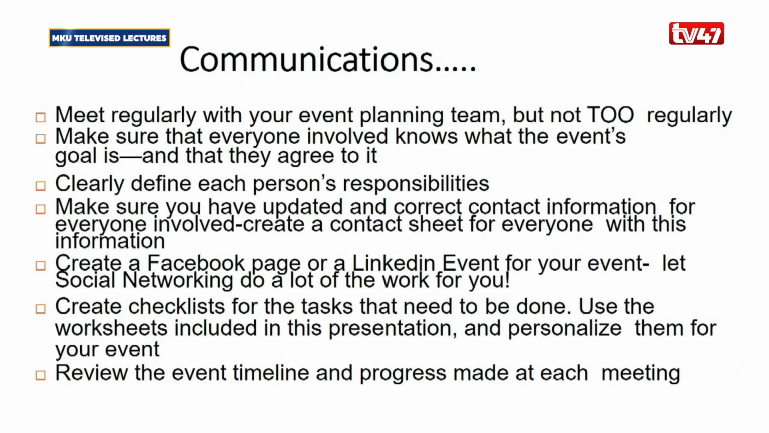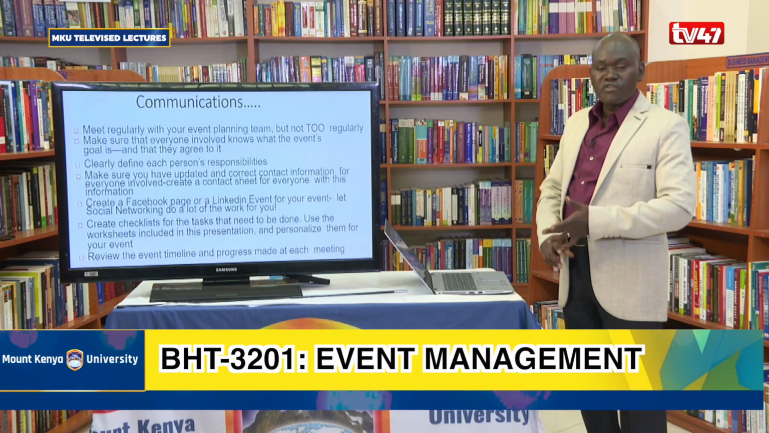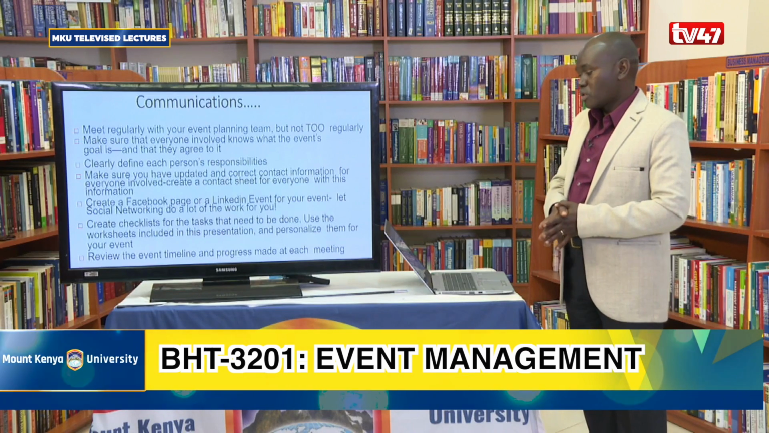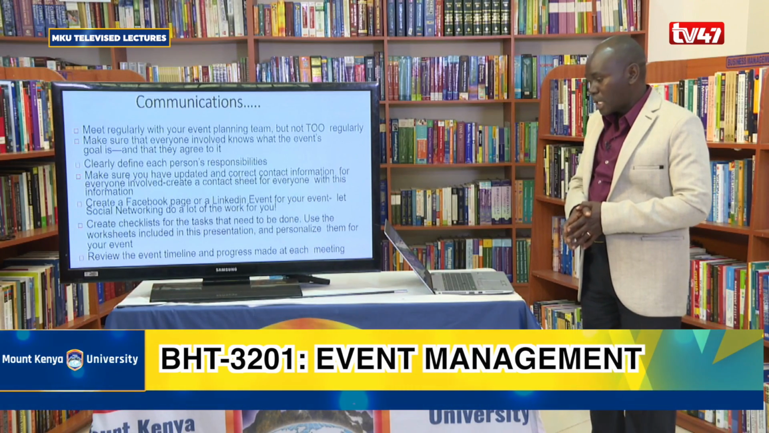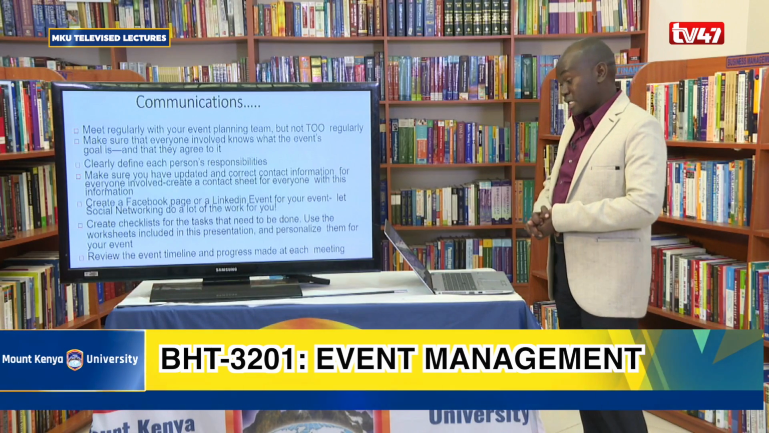So you need to clearly also define each person's responsibility, who is going to be doing what, that at least is very clear from the beginning that so and so is involved in this particular area. Make sure that you have updated and correct contact information of everyone who is going to be involved within your work. So you're not only knowing who the members are, but you're also having their contacts, their phone numbers and emails, so that you can communicate with them and keep them informed with what is happening within the event creation or event planning task.